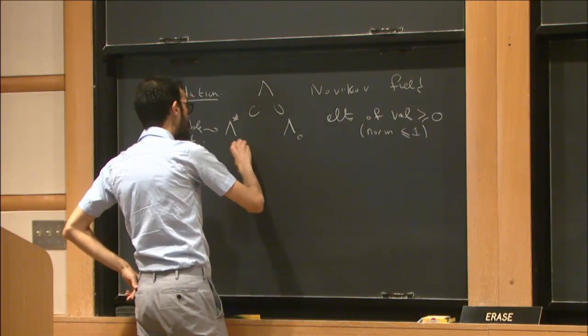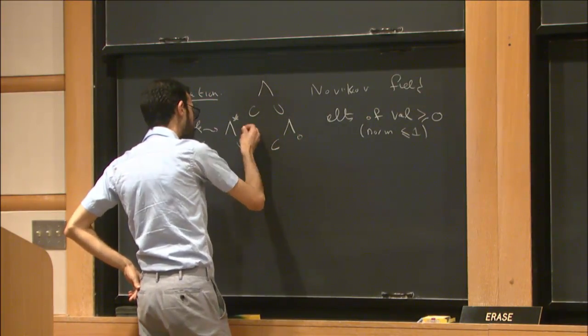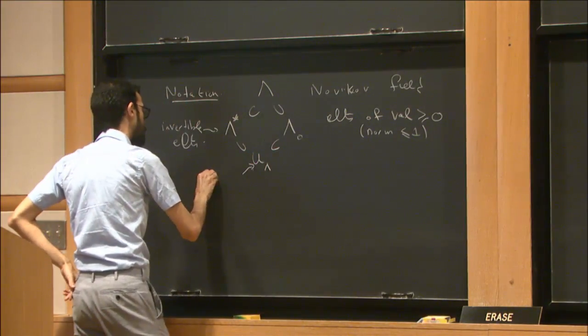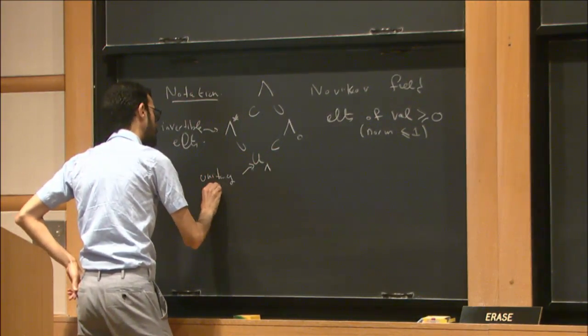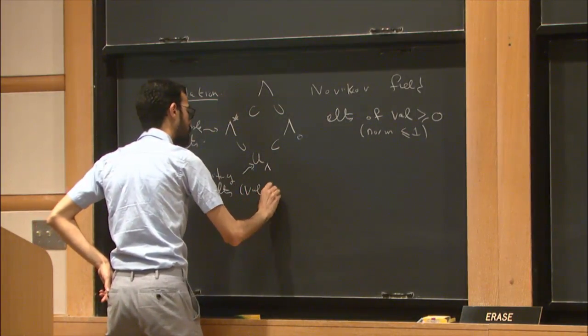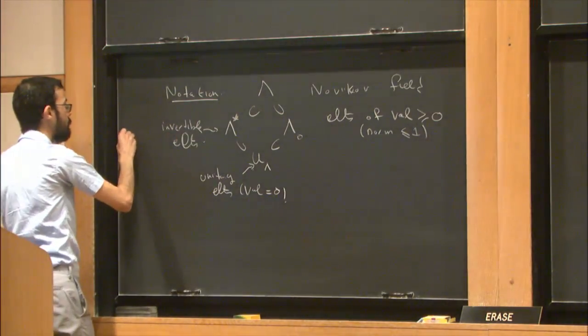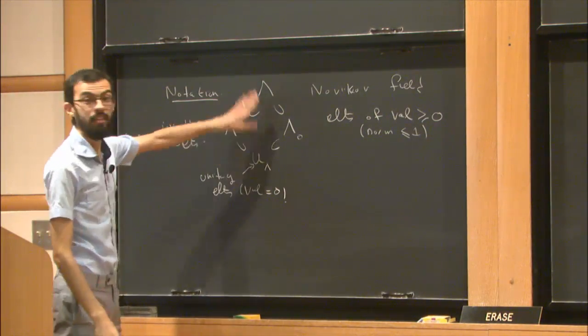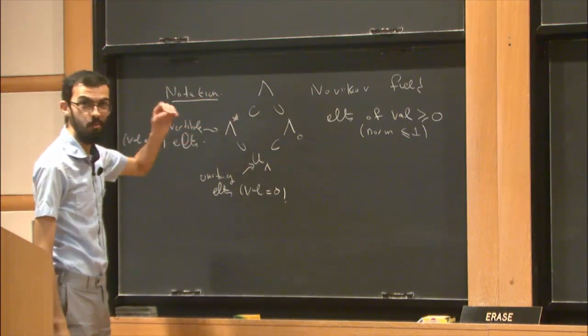Okay, and then inside both of these, we have the unitary elements, which I'll call u lambda. And these are the elements of valuation equals 0. In other words, the invertible elements means just valuation is not equal to infinity. So this is when we do algebra, that's how we want to think about it.